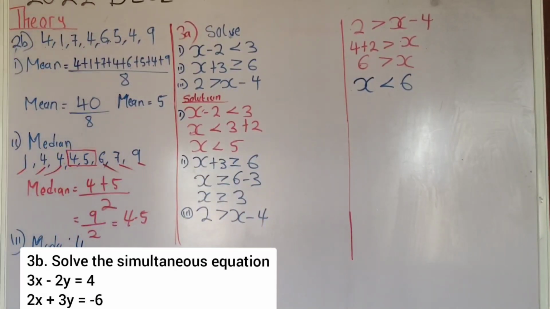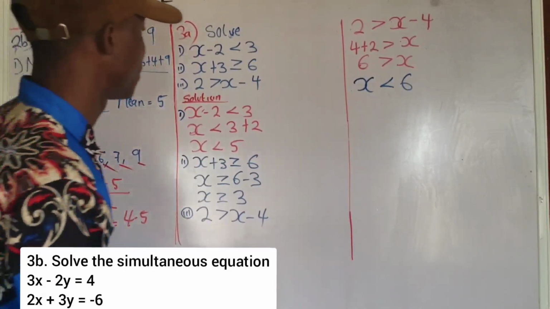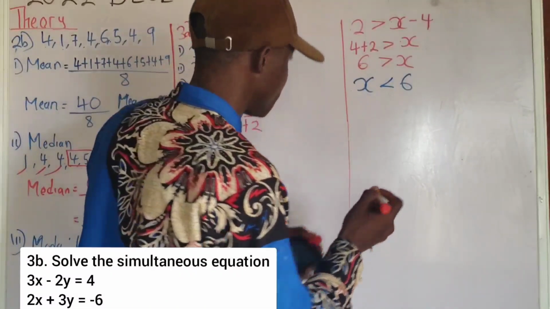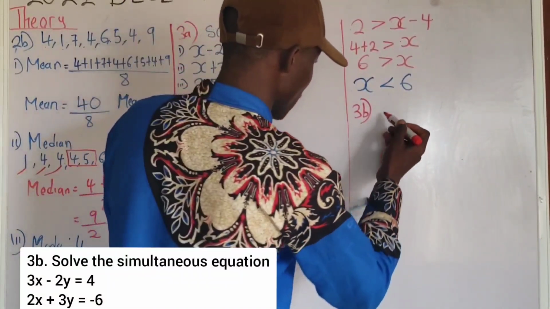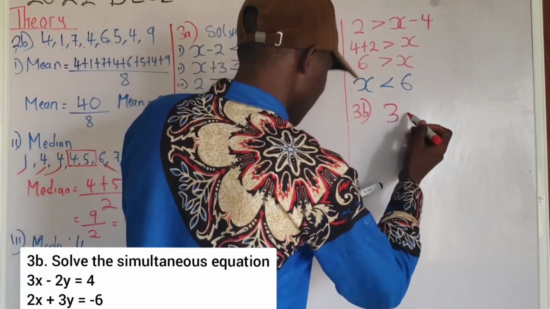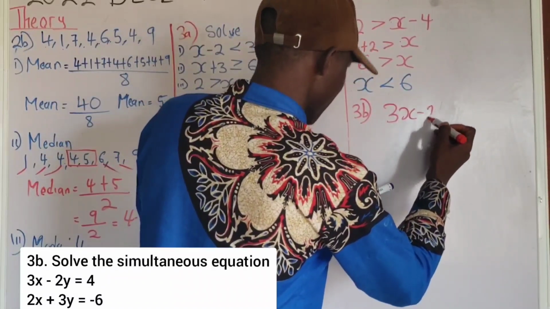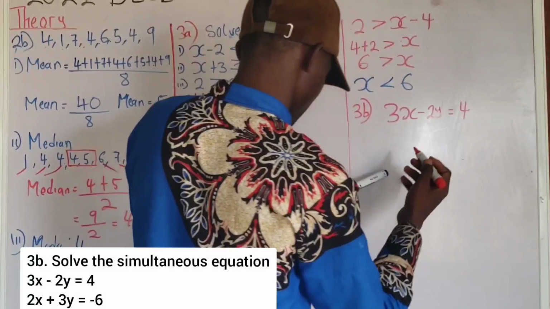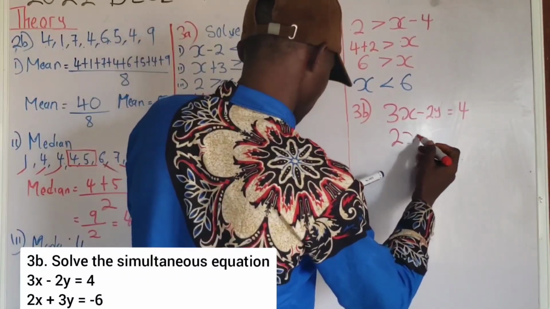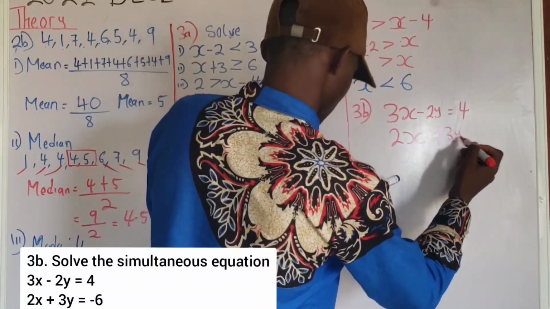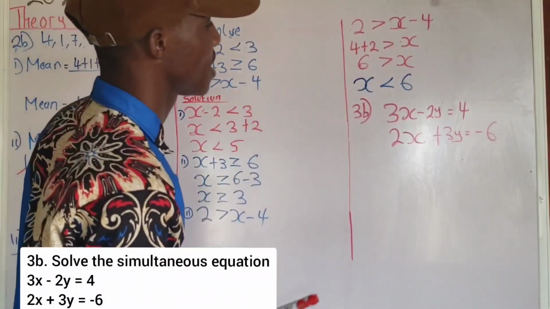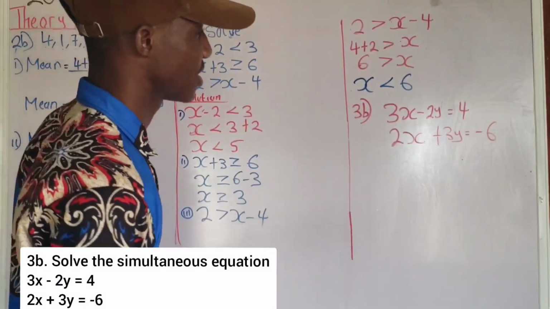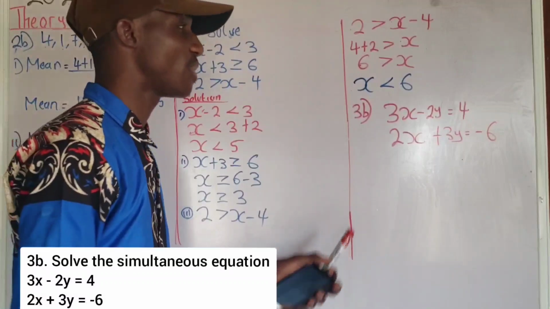We have to solve for x and y. That is 3b. Solve the simultaneous equation. 3x minus 2y is equivalent to 4, and then 2x plus 3y is equivalent to negative 6. Now, we are given these two equations, we are asked to solve it. The goal is to determine the value of x and y.